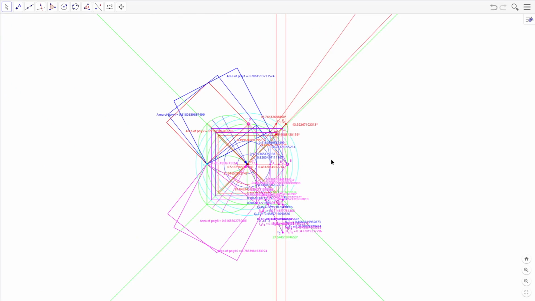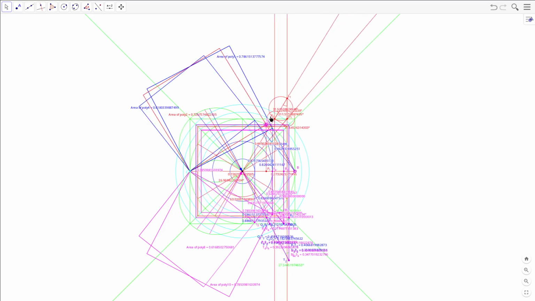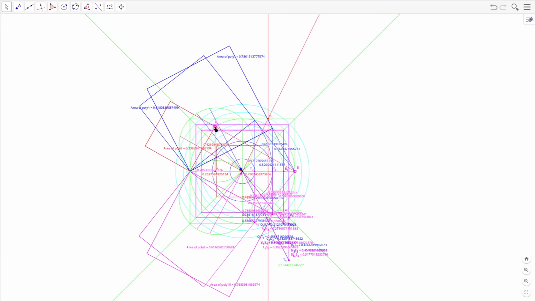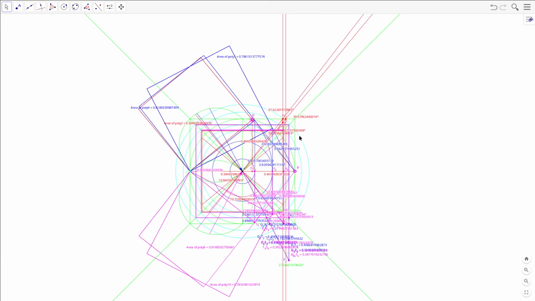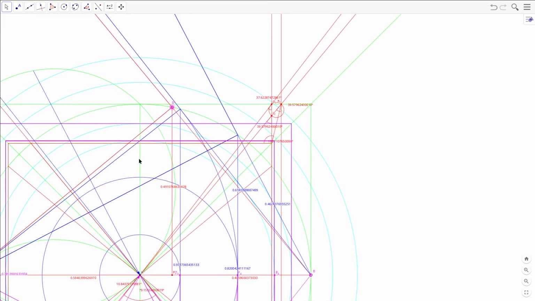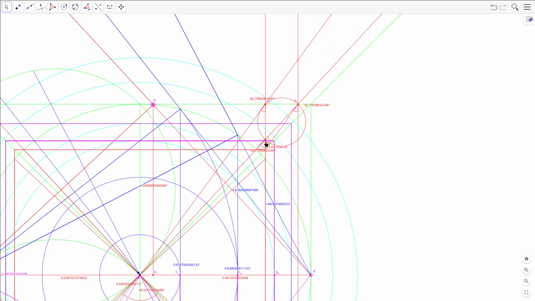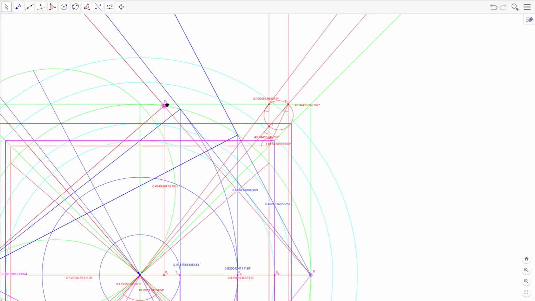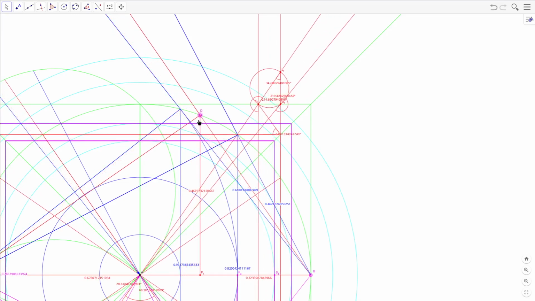Hi, this video is gonna be about squaring the circle again. As you can see, at a certain point, after it goes over this line, these 2 points appear, and they disappear over here, and they reappear again.